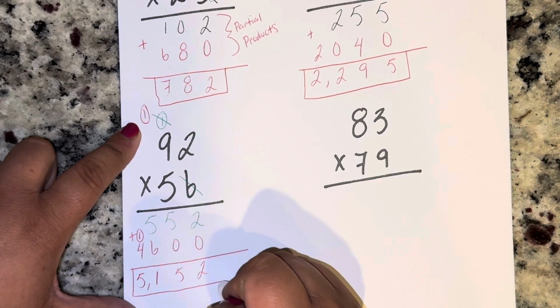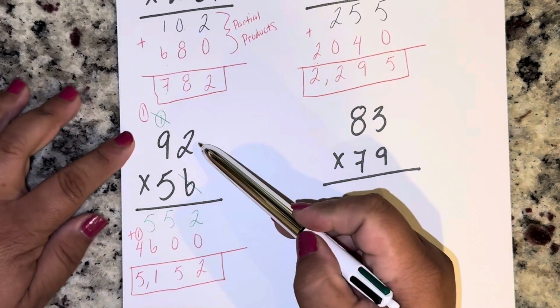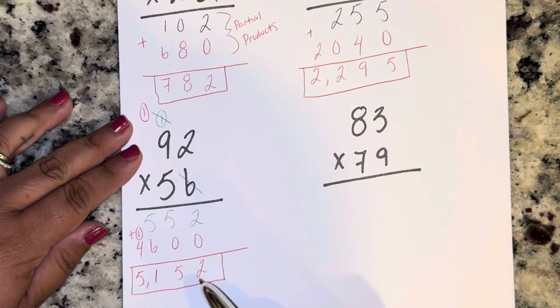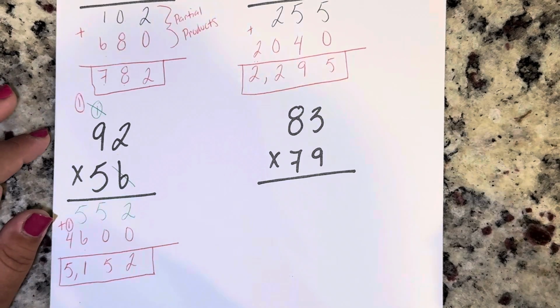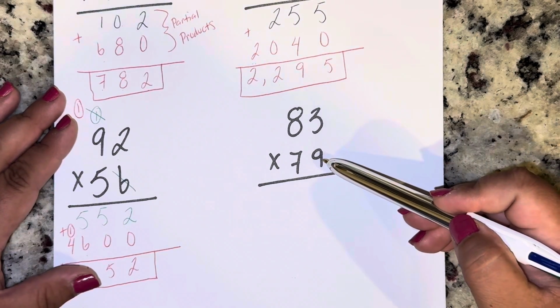My product is 5,152. So 92 times 56 equals 5,152. For our last example, we have 83 times 79. We're going to start in our ones place, which is the 9.